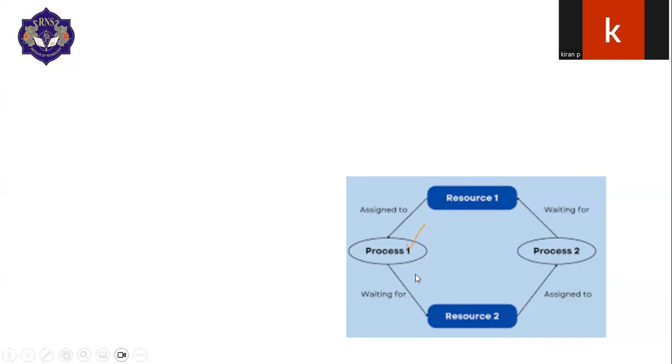Process 1 is waiting for this, but this is utilized by process P2, and process P2 is waiting for resource 1 which is held by process 1. So you can observe this as a cycle. Once there's a cycle, it means that there is a deadlock. Whenever there's a cycle of resources and processes, there is a deadlock.